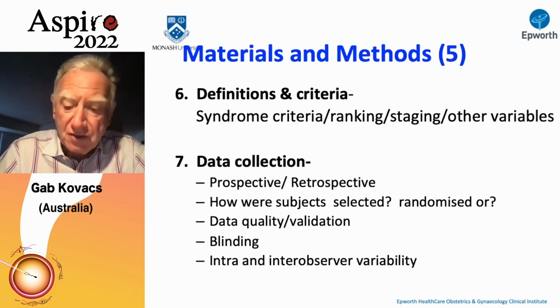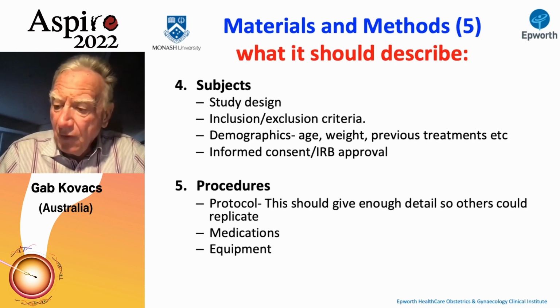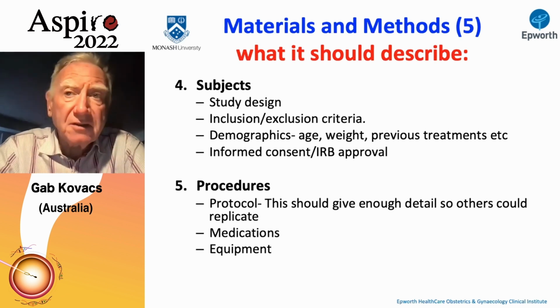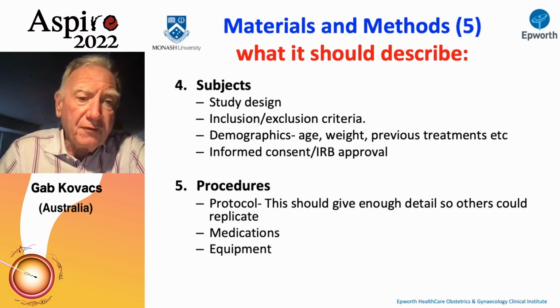The next section is the materials and method section, and that is divided into 5 different parts. The first one is to describe the study subjects and the study design, the inclusion and exclusion criteria, the patient demographics, and again to confirm that we've got consent from the ethics committee. The 2nd part is to discuss the protocol that we used, if it's a trial where we've had interventions, the medications and equipment we might have used.